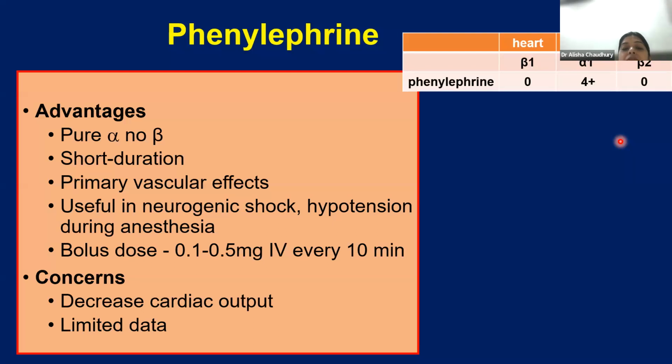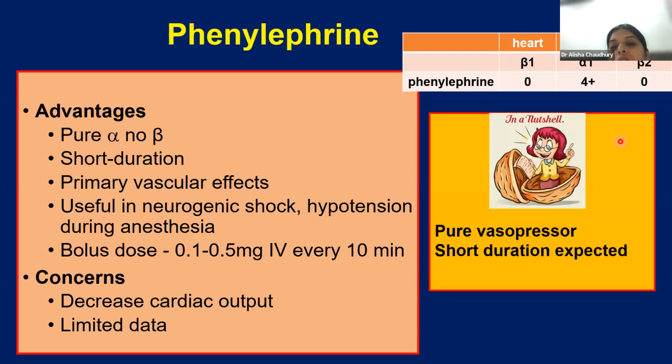It's very useful in cases of neurogenic shock or hypotension during anesthesia, where you just want to give some bolus dosing. Bolus dosing is 0.1 to 0.5 mg every 10 minutes. And if you want to start an infusion, it is 0.5 to 2 mcg per kg per minute. But the concern is increased afterload for the heart. It can worsen the cardiac output, and there is very limited data about it. Basically, it is also called a push dose vasopressor because you're giving it as bolus dosing.